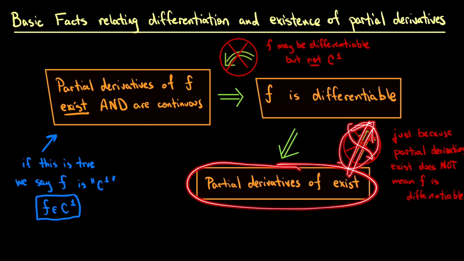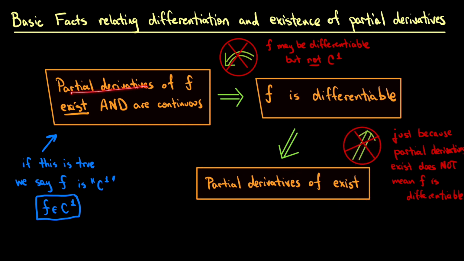It's not true. If they exist and the partial derivatives are continuous in a neighborhood of your point, in an open ball centered at your point, then you can say that f is differentiable. Okay? And if f is differentiable, then you can say the partial derivatives exist. So if you're in this box, you can jump to the other box. Okay, but you cannot go back. This is not true.